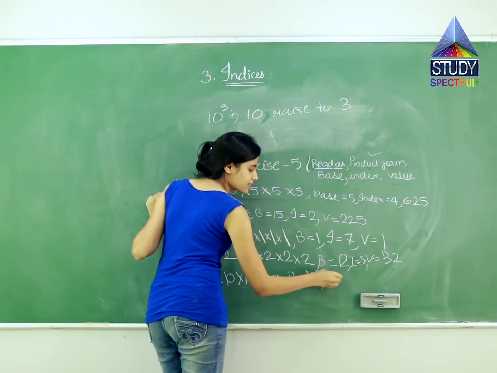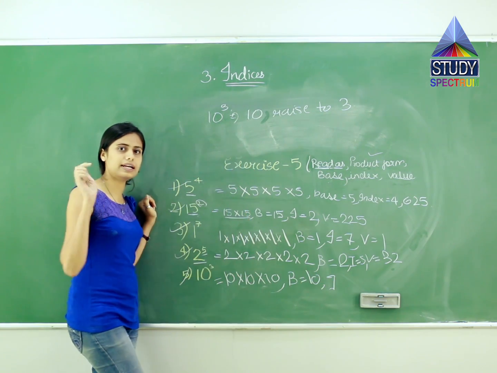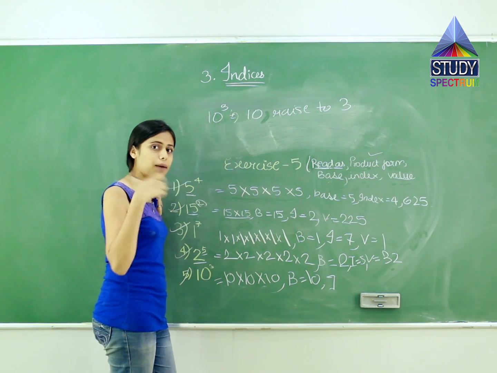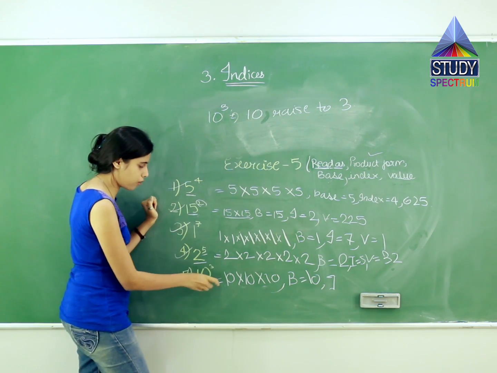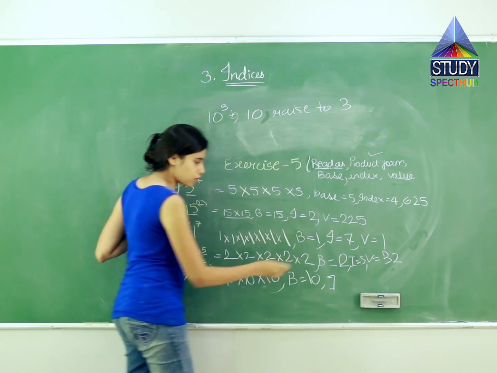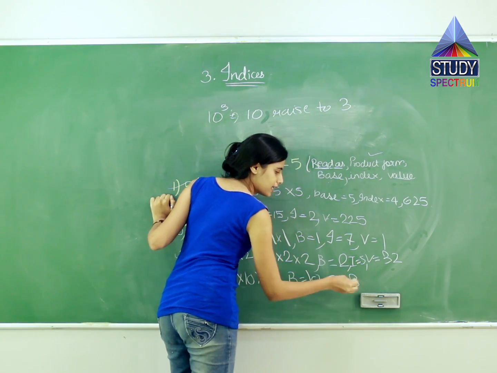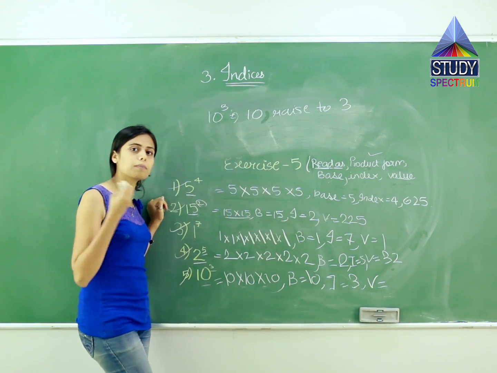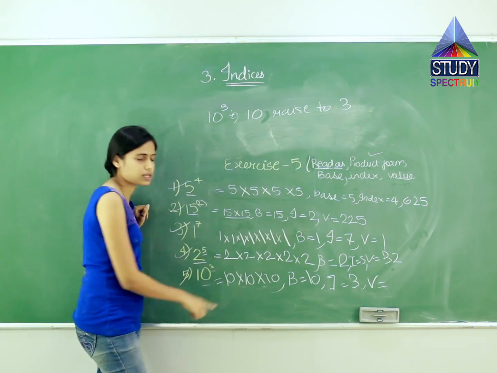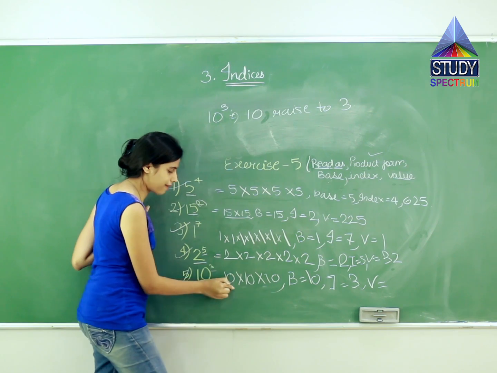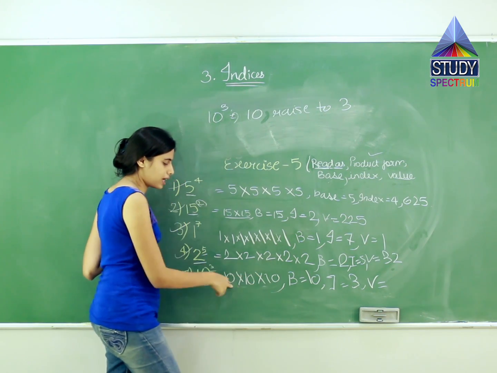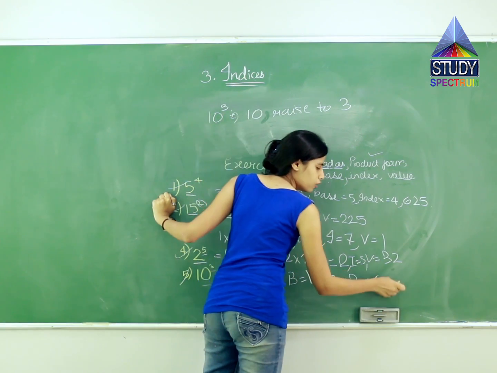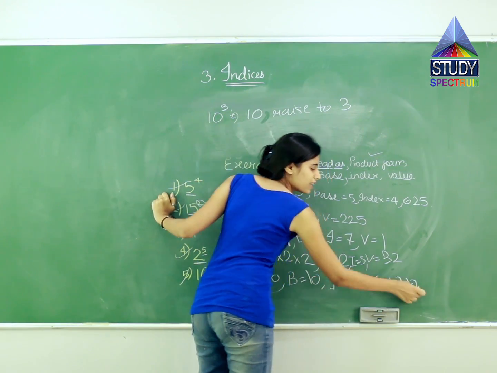And what is index? Index is a number relatively smaller in size and above the base. So above the base, above 10, it is 3. So index is 3. Now tell me, what is the value? Value is the answer that comes after solving the product form. So look over here, we have 10 into 10 into 10. 10 tens are 100, 100 tens are 1000. So the value is 1000. So, clear with this exercise?